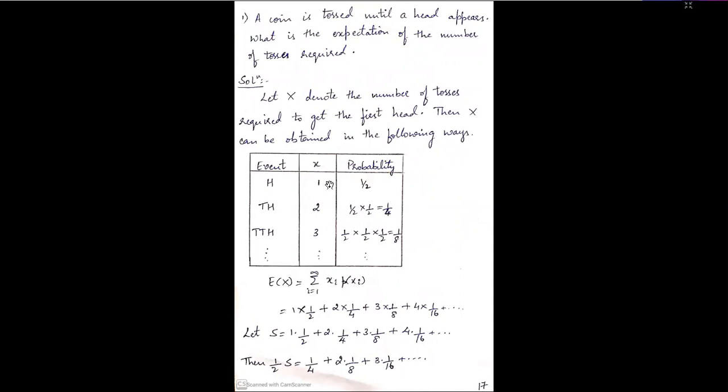So xi is 1 in the first case, 1 into 1 by 2, plus the second is 2 into 1 by 4, plus 3 into 1 by 8. The next one will be 4 into 1 by 16 and so on. Now I denote this sum as S. So S is 1 into 1 by 2 plus 2 into 1 by 4 plus 3 into 1 by 8 and so on. Now to evaluate this sum, I multiply this S with half. So I'll get half S, that is equal to 1 by 4 plus 2 into 1 by 8 plus 3 into 1 by 16 and so on.